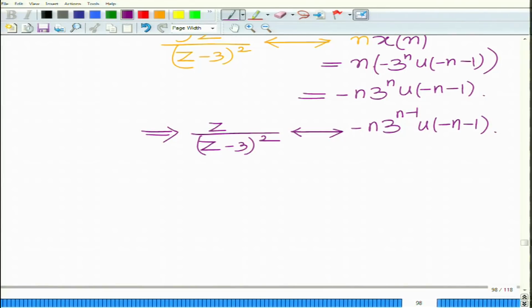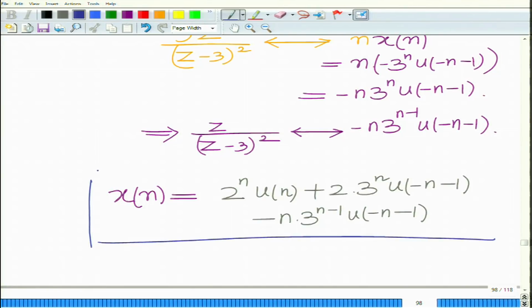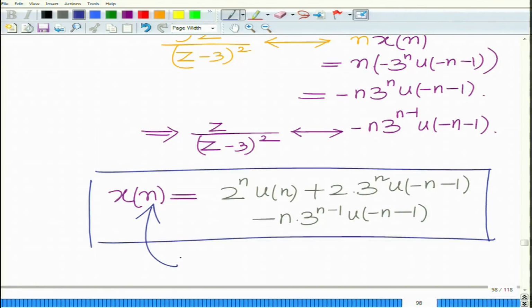Okay. And therefore, the final inverse z transform, basically we put together all the terms to get the final inverse z transform, that will be x n equals 2 raised to n u n plus 2 into 3 raised to n u of minus n minus 1 minus n into 3 raised to n minus 1 u of minus n minus 1. This is the inverse z transform of the given function.